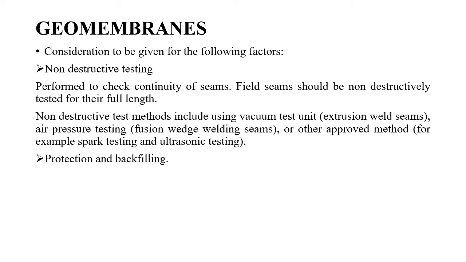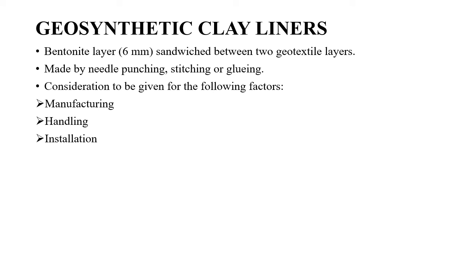Now let's move on to geosynthetic clay liners. Another alternative option which can be used as a liner material is geosynthetic clay liners, from the family of geosynthetics. Here, this geosynthetic clay liner is basically a bentonite which is sandwiched between two geotextile layers. So these are three materials. There are two geotextile layers, and in between them, we have a bentonite.